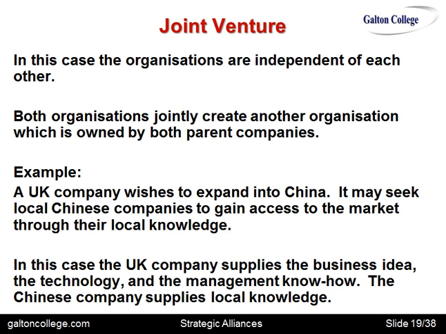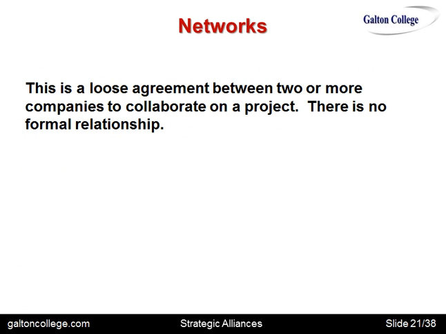The next type of alliance we can look at is networks. This is a loose agreement between two or more companies to collaborate on a project. There's no formal relationship. They just agree to help each other. It's a loose agreement between the two of them to help out where they can. They are networking. There's no formal agreement. There's no big commitment on either part. It's an arrangement between them to help each other.